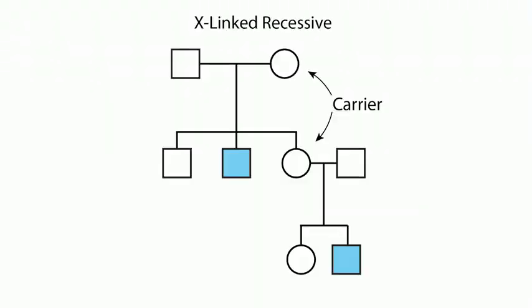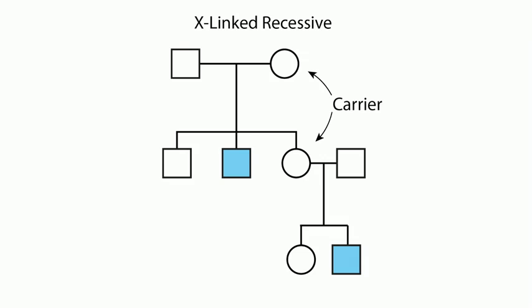X-linked diseases are due to mutations of genes located on the X chromosome. So with X-linked inheritance, the sons of heterozygote mothers have a 50% chance of being affected. There's no male-to-male transmission because males don't get an X chromosome from their fathers. They get an X chromosome from their mothers. And then female offspring will have a 50% chance of being a carrier because the likelihood of transferring that mutated X chromosome from the mom to the daughter is 50%.